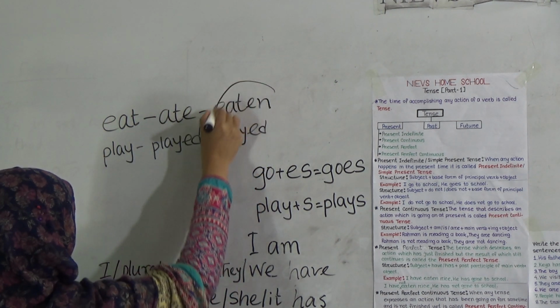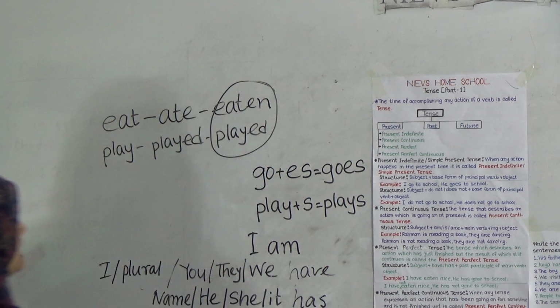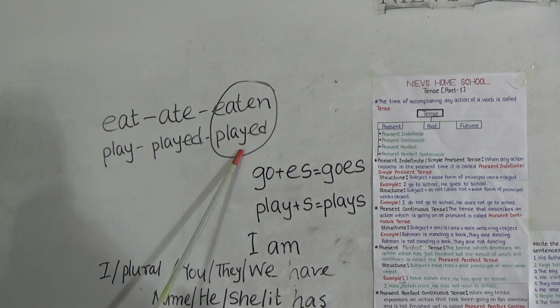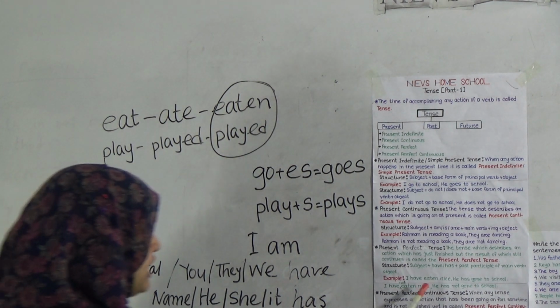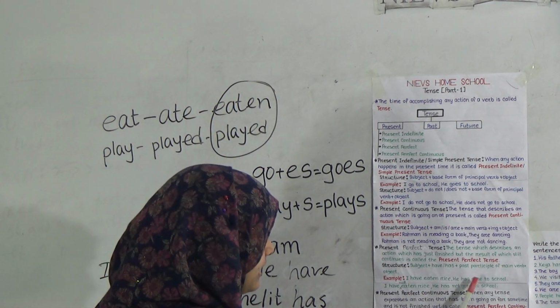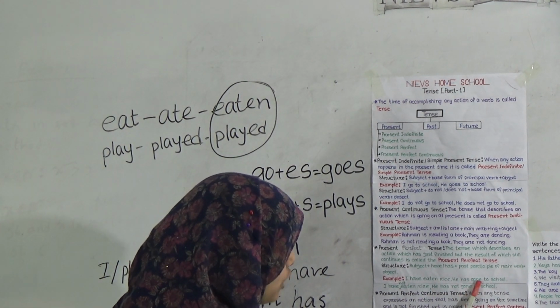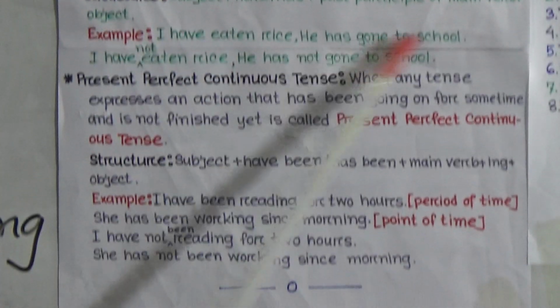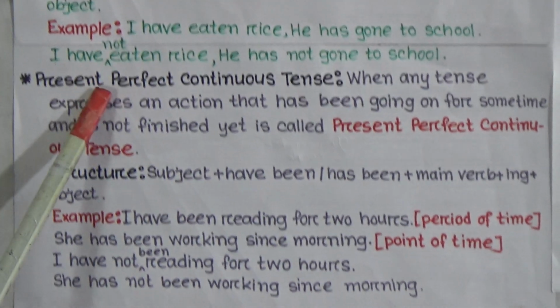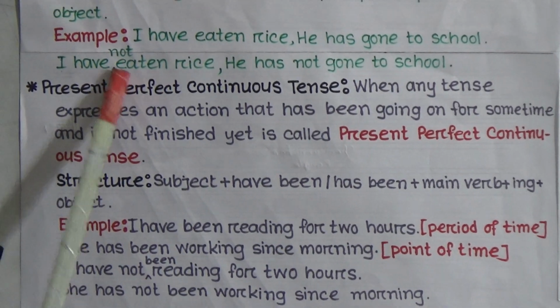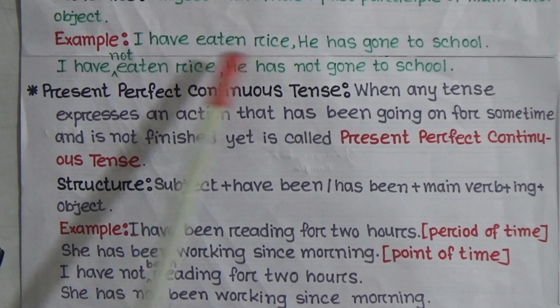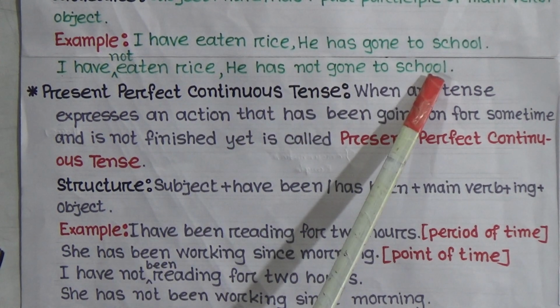So after have or has, we have to choose the past participle form. Here we have chosen eaten, and in this example, he has gone. The past participle form of go is gone. So I hope you can understand. While making it negative, we have to add not. I have not eaten rice, he has not gone to school.